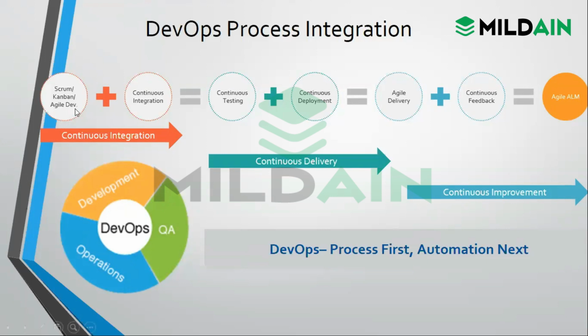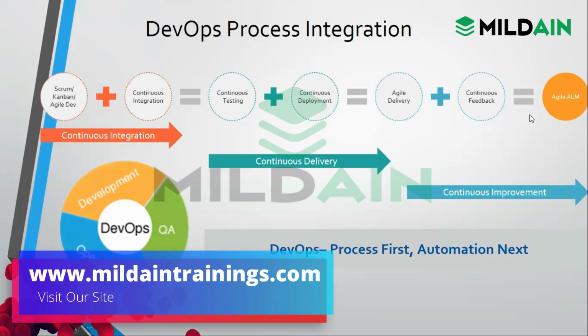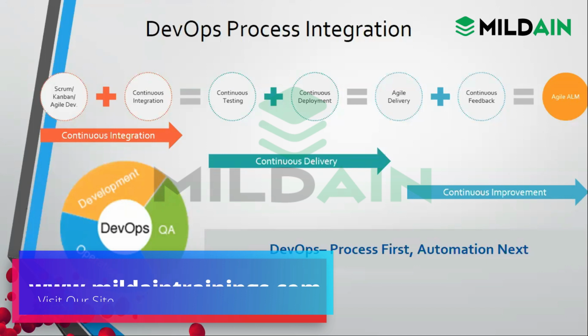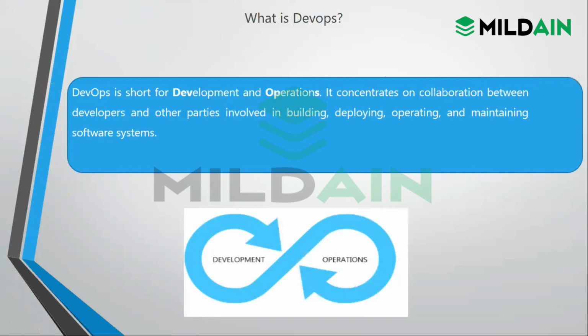If you see, here is a continuous stream of agile development, then continuous integration after testing and deployment. So this continuous testing and deployment comes to an agile delivery, then a continuous feedback, and this will be an agile ALM. So this is what the DevOps process is. This is an overview of why we need DevOps. We move further.